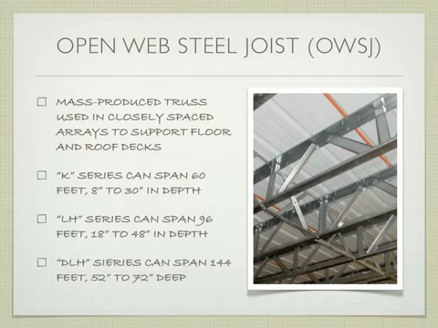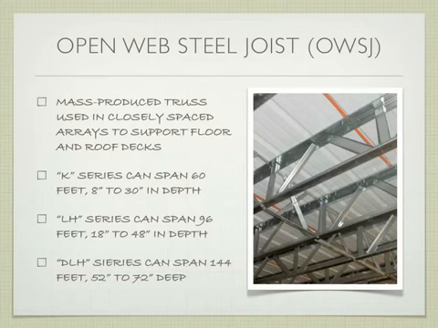And so, for example, this is one of those open web steel joists. These would be the top and the bottom flange. This would be the top flange. This would be the bottom flange. Each of these diagonal and straight pieces are serving to keep those two top and bottom flanges apart. So, to give you an idea of what these guys can do, a K series can span 60 feet. It's somewhere between 8 and 30 inches in depth. Right, so it's reasonable in depth.